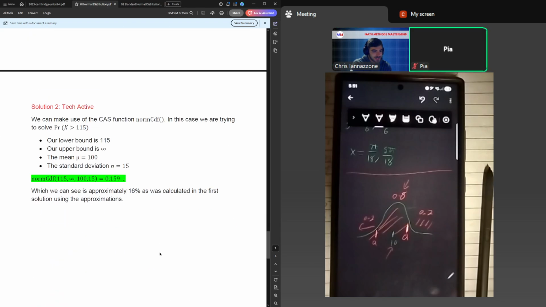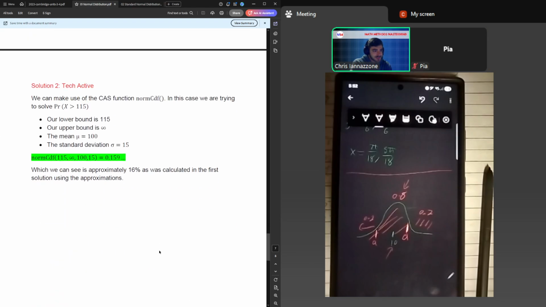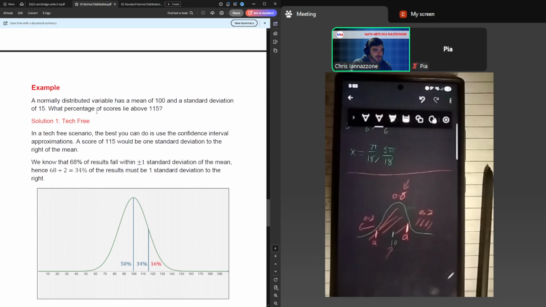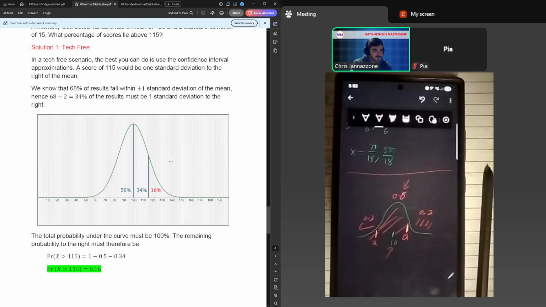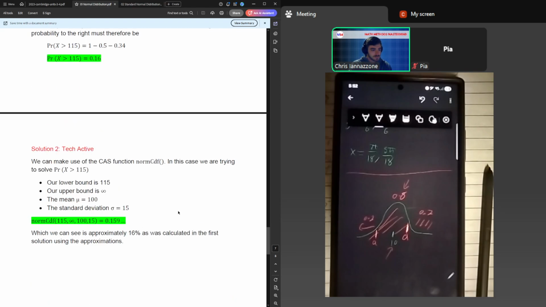Yeah, easy. If it's tech-active, then this is a stock standard case of using the CDF function. It told us what percentage of scores lie above 115. We want this section, so our lower bound is 115 and our upper bound is infinity. This is one of the cases where you'll be using infinities in your upper or lower bound a decent portion of the time, which is what this would look like.